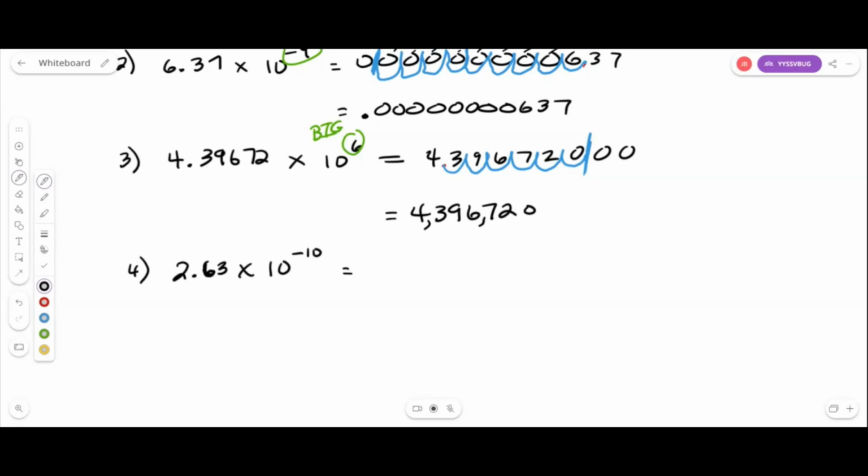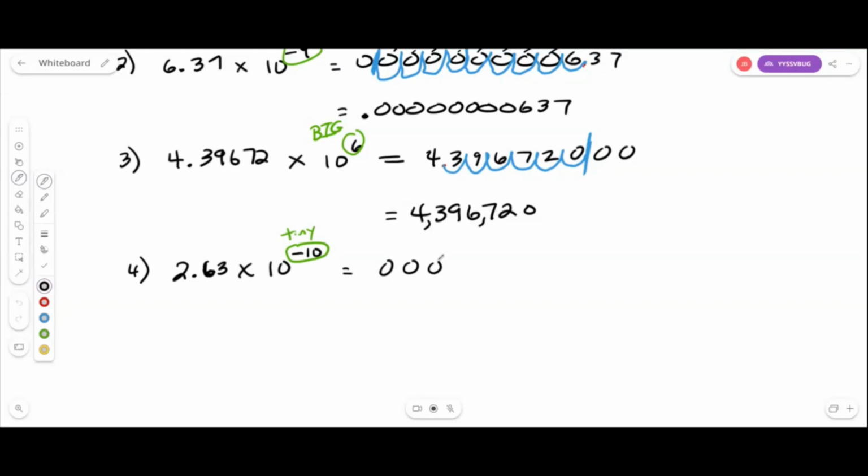Okay, let's take a look. First thing I see is that I have a negative exponent. That means this is a tiny number. So the decimal place is going to be moving to the left. So I'm going to need some zeros in front of this 2. I see that I have to move at least 10 places. So I'm going to put at least 10 zeros.